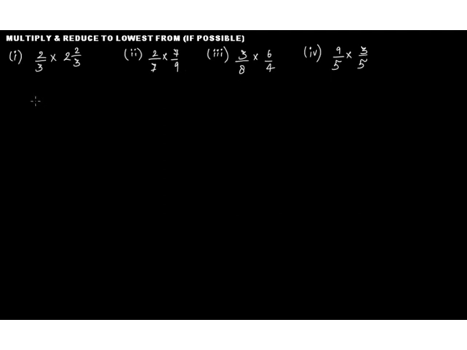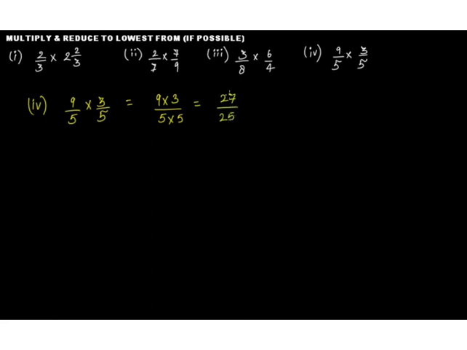Let's take the fourth one. The fourth one is 9 by 5 times 3 by 5. This will be 9 times 3 and 5 times 5. This will give you 27 by 25.